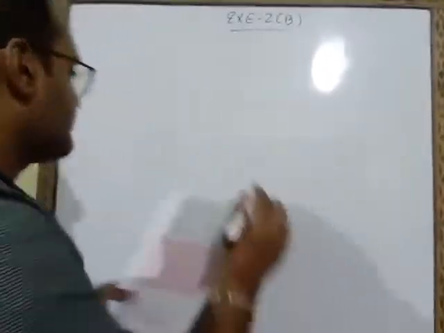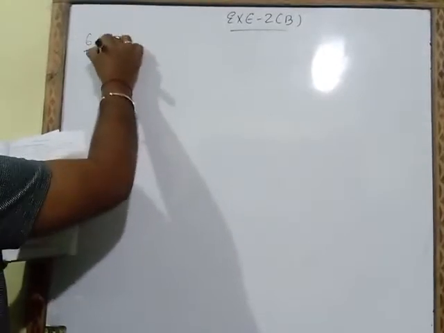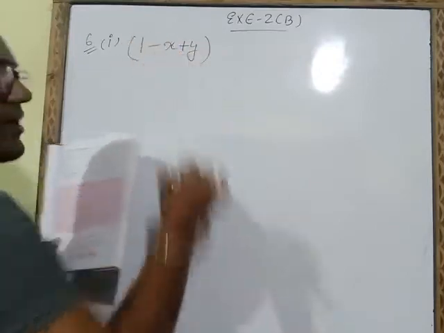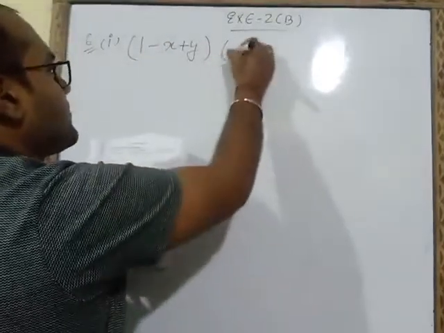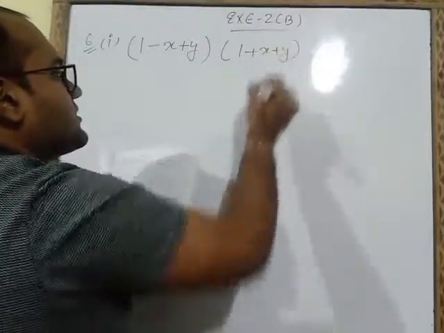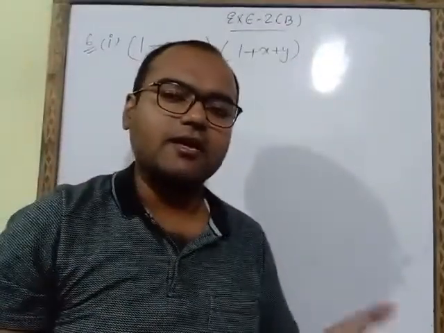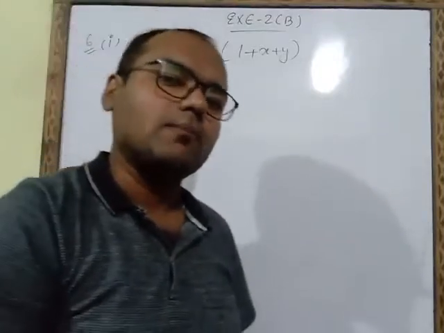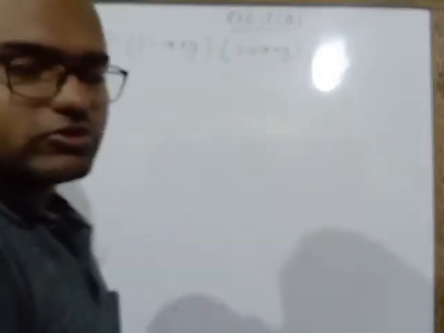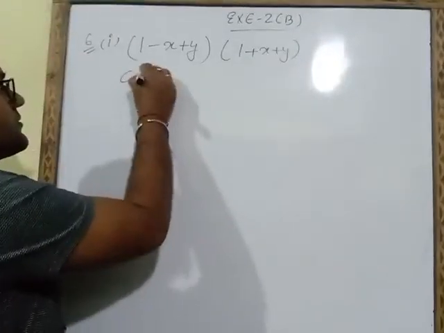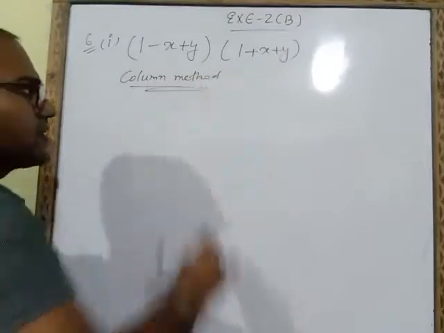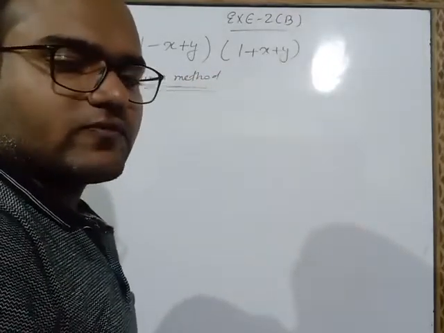Sixth question. Multiply 1 minus x plus y. We will write it in one bracket, and in another bracket we will write 1 plus x plus y. So the heading is multiply, so two methods are there. This part I will explain with the help of the column method. So let's solve this question with the column method. You can use any method, as in the question it is not mentioned which method you have to use.